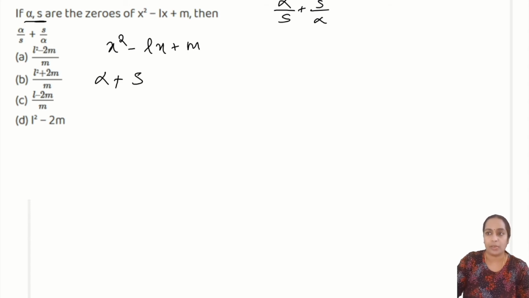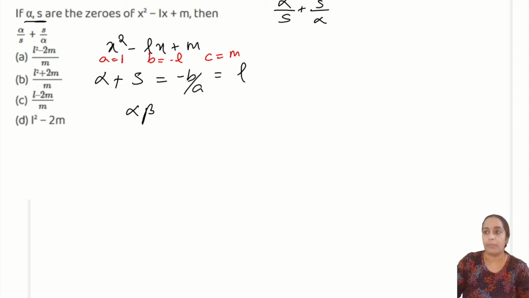So sum of zeros, alpha plus s, equals minus b by a, which is minus of minus l divided by 1, which is going to be plus l. What is my a here? A is 1, the coefficient of x square. My b is the coefficient of x, which is minus l. C is the constant term, which is m. So sum of zeros is minus b by a, which is l. Product of zeros is c by a, let me write the formula first.